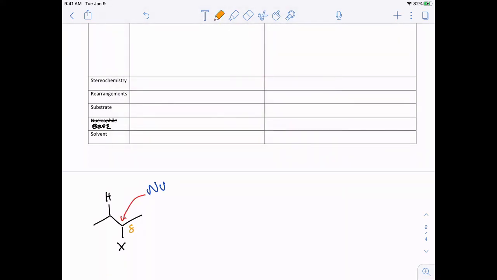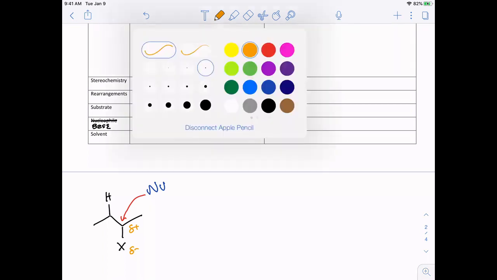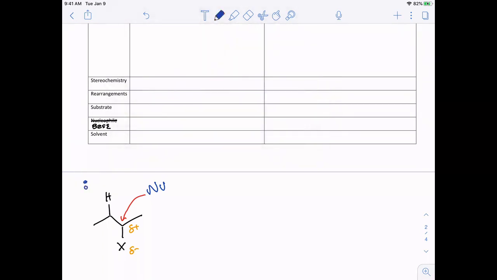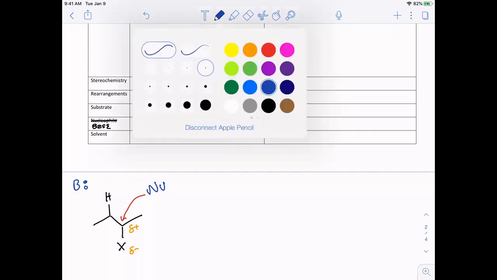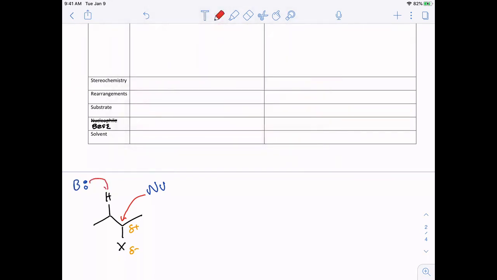We can draw a little picture here. If I have a halogen here, and then I'm going to draw a hydrogen out just to differentiate between the two. A nucleophile is going to add to that carbon. Remember that carbon is partial positive because of its polar bond to that halogen. So a nucleophile is going to attack the carbon. A base is going to attack that hydrogen.